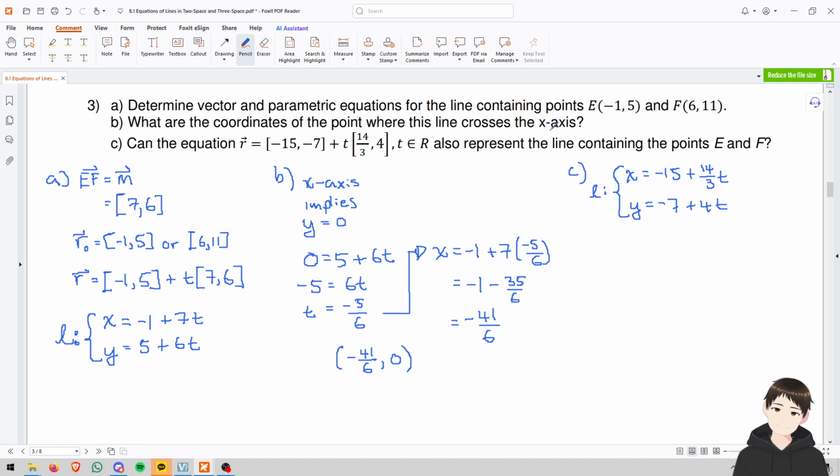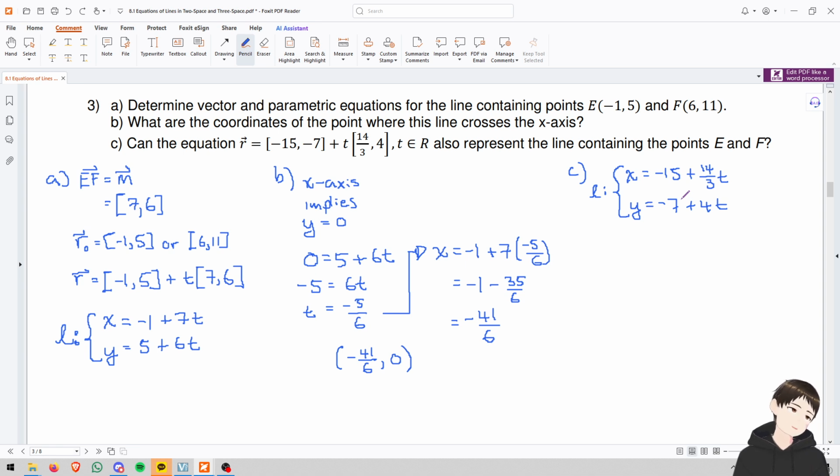Is there a way to make the x value a negative 1? Find your t, plug in your t, and see if that gives me a 5. Is there a t value that can make my x a positive 6? You find your t, and see if it makes an 11. That should be how you solve the question.